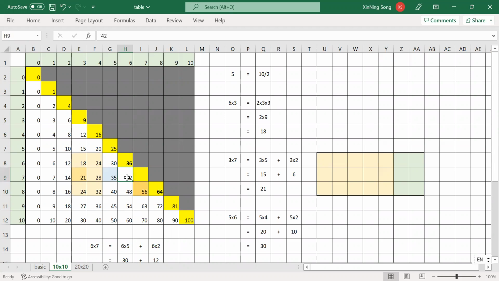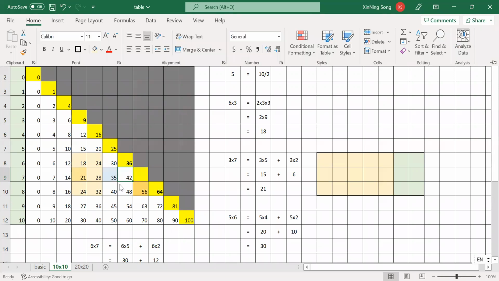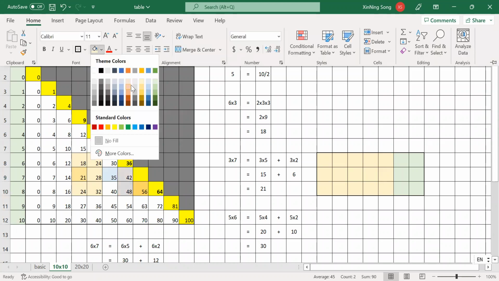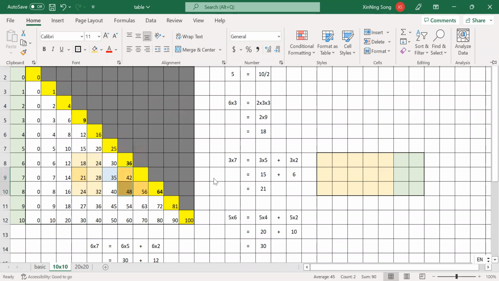Oh, this one is a little harder, remember? This is a little harder, so I'm gonna color it. Actually, even this one is not that easy. So I'm going to color both of them for you. What's the color? Okay, it's not that easy.